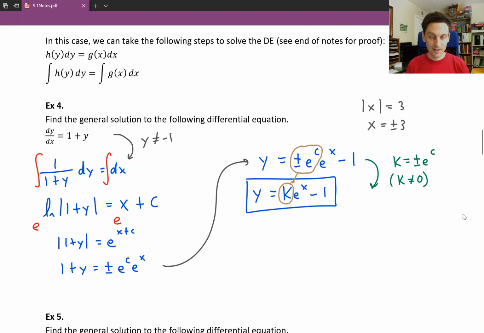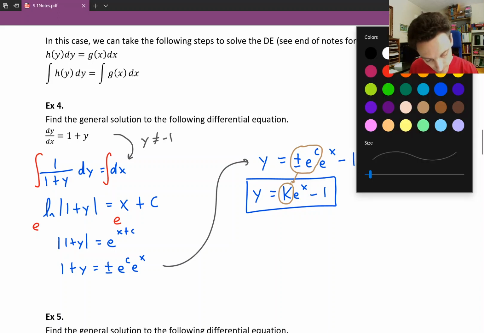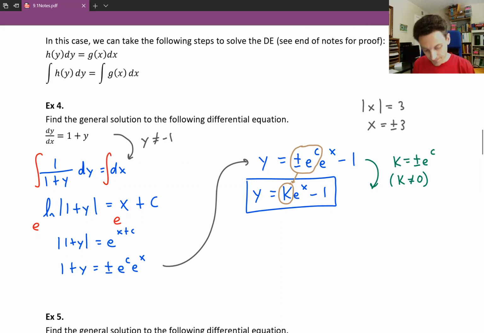The one last thing I want to mention is something we talked about at the beginning of the problem. We said that we could only take this first step if y is not equal to negative 1. Well, what would happen if y is equal to negative 1? Let's mention that down here. So note, if y is equal to negative 1, well, that would be a constant, and the derivative of a constant with respect to x would be 0, so dy dx would be 0. So that would be the left-hand side of your differential equation.